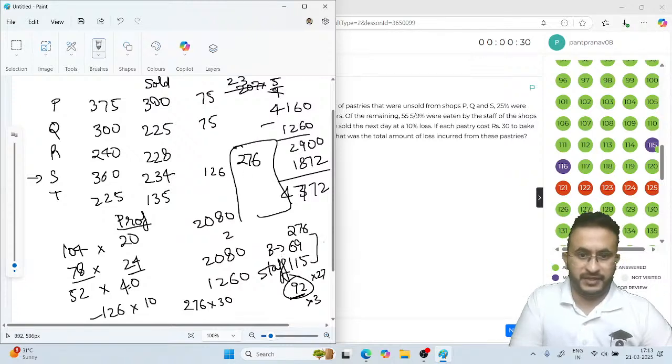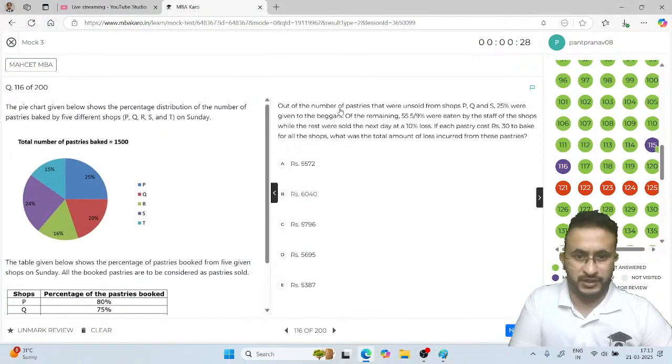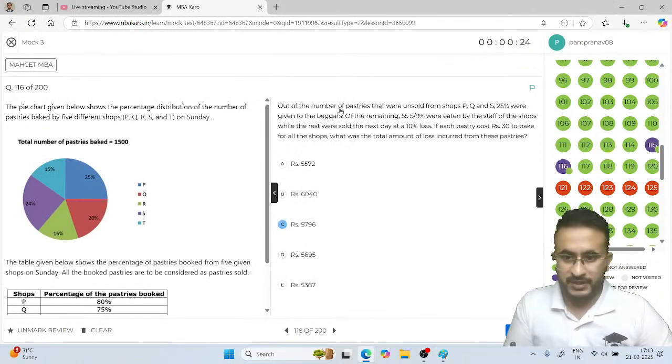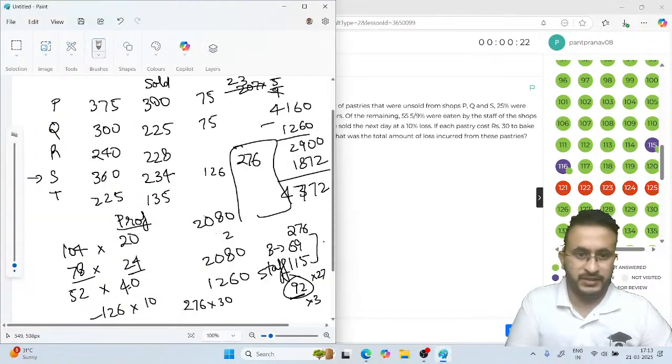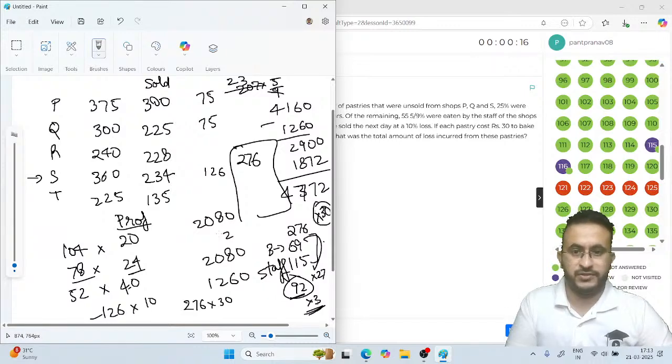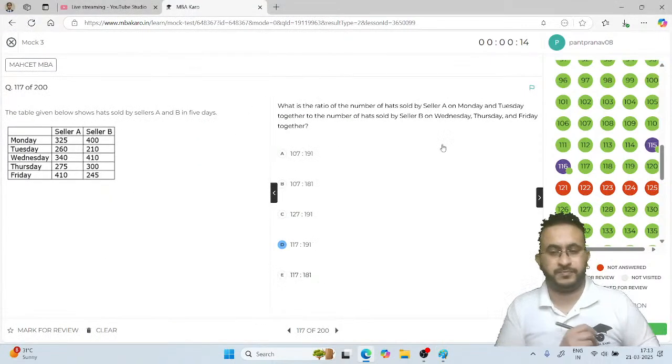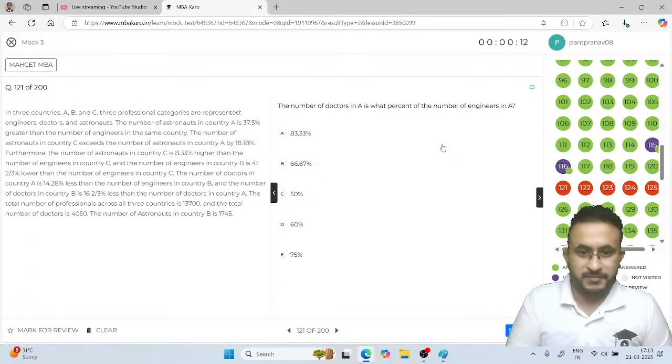And in 184, 30, 184 into 30. So something ending in 6. Okay, that will be the answer. Whereas in these 184 pastries, the loss is of 30 rupees. And in these pastries, the loss is of 3 rupees. Almost 10% loss. Okay, so let's just mark these some answers.